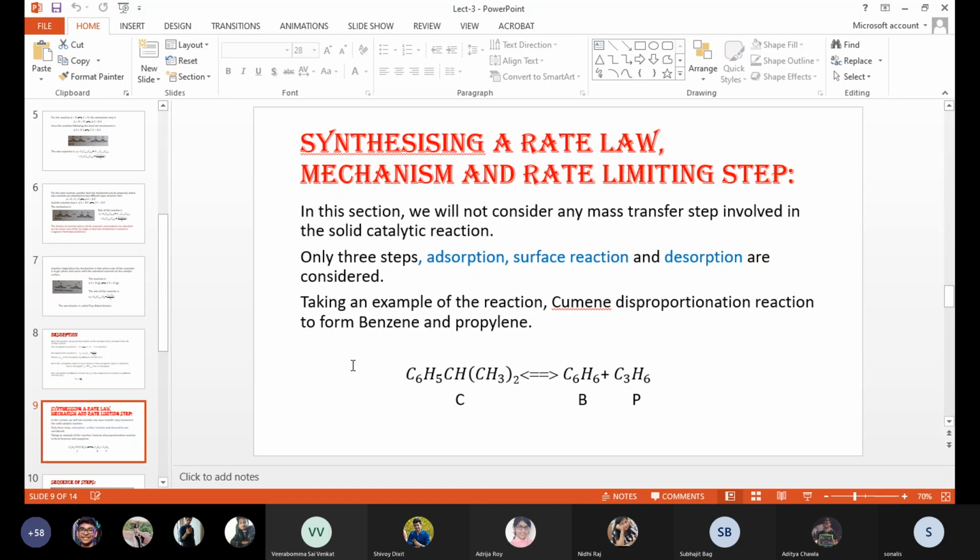Here, for simplicity, we are taking a practical example, the cumene disproportionation reaction to form benzene and propylene. Cumene, C6H5CH(CH3)2, is disproportionating to give us benzene and propylene. These are the 2 products. So, cumene is C, benzene is B, propylene is P. So, this is the reaction C to B plus P.